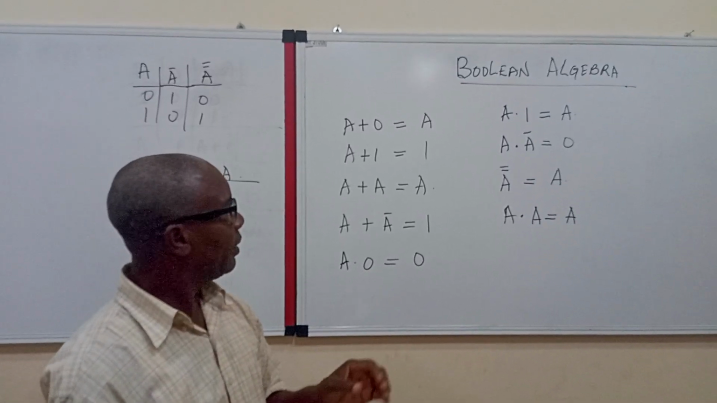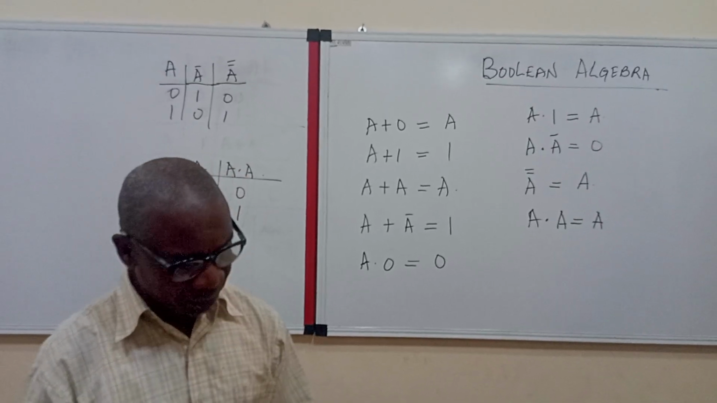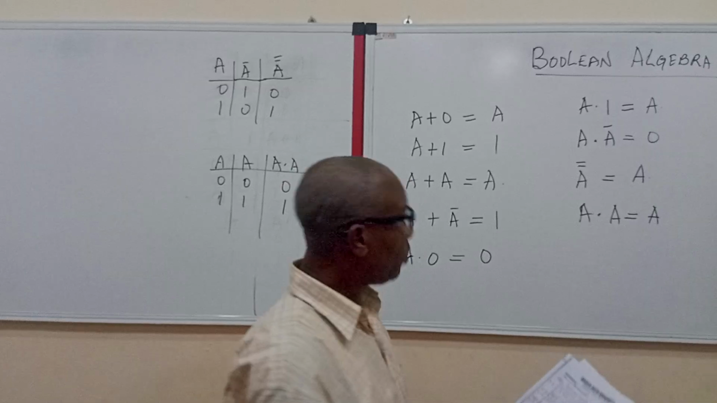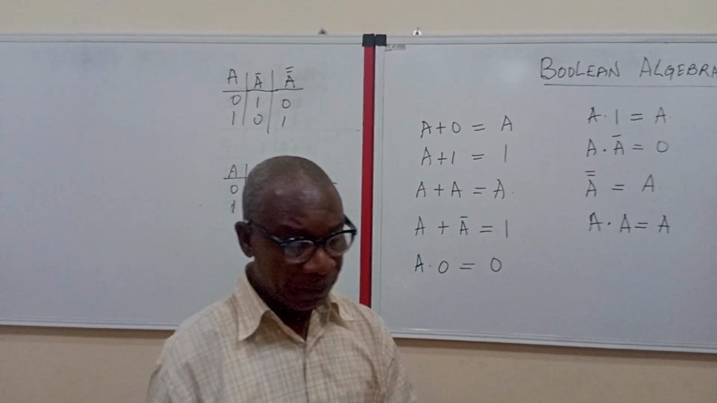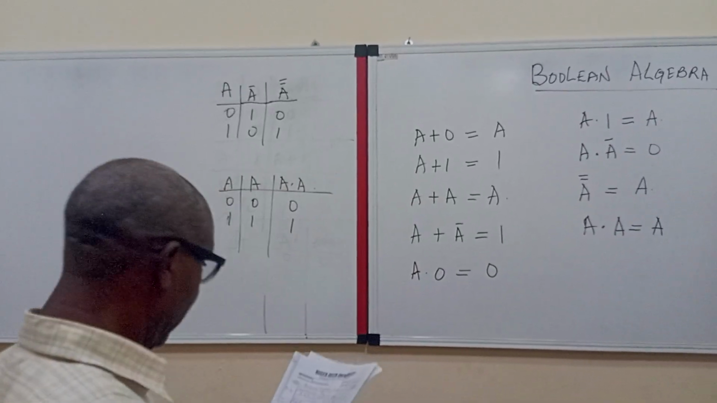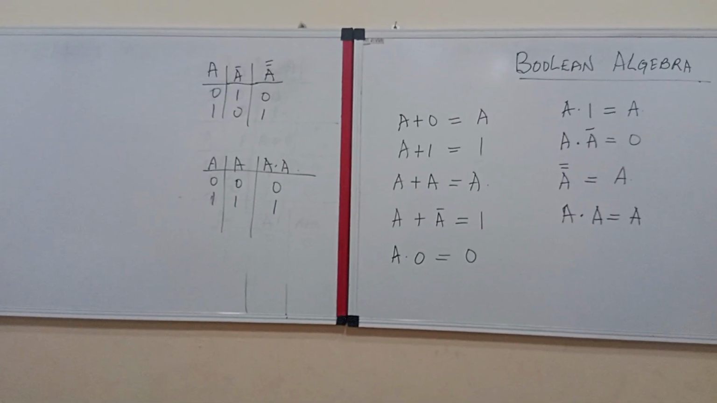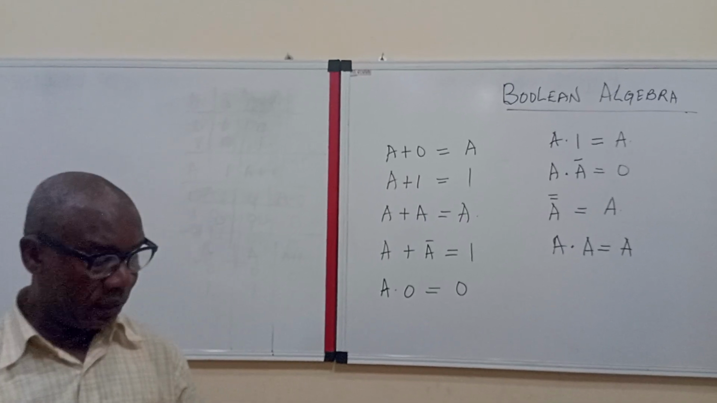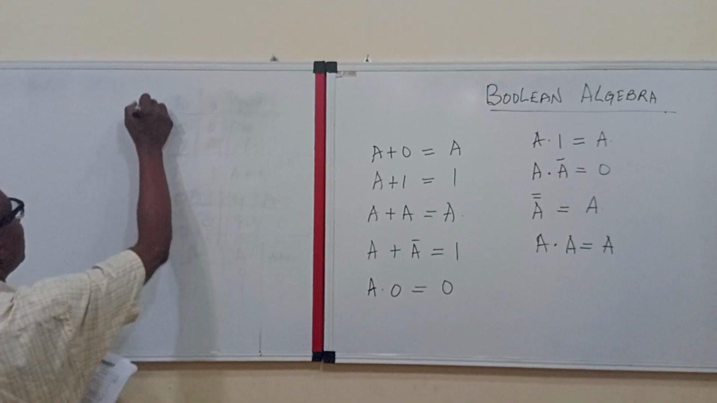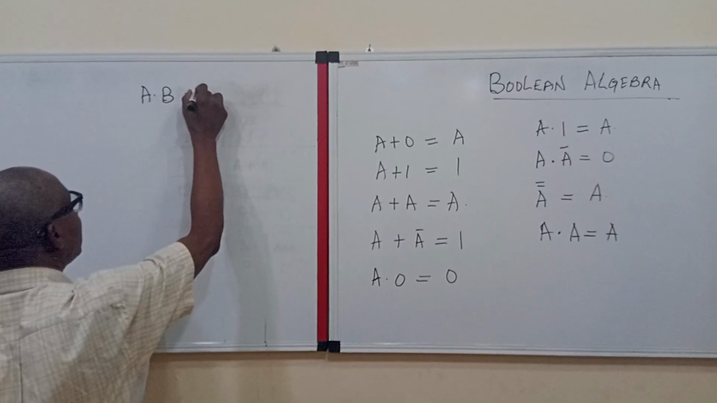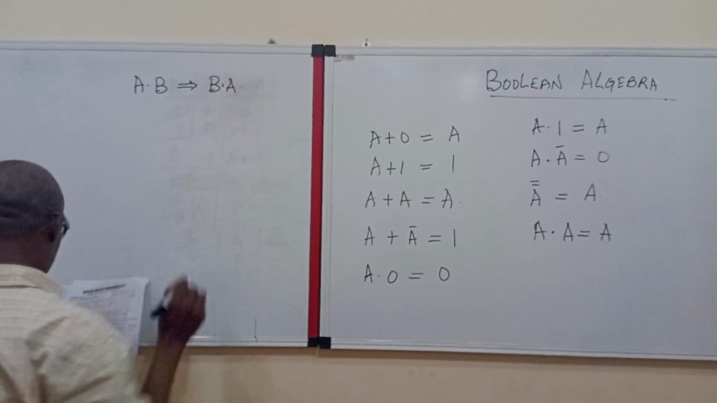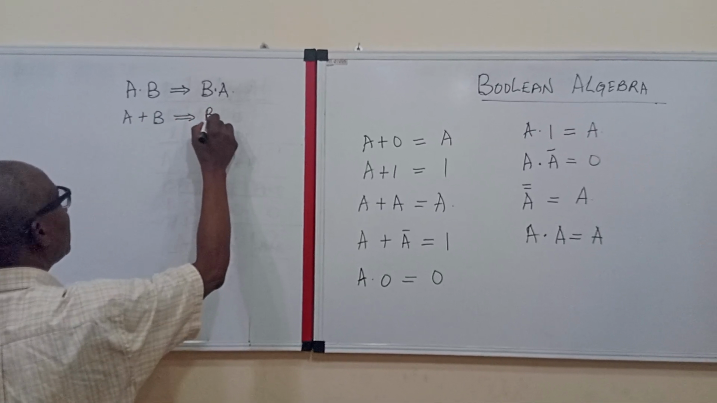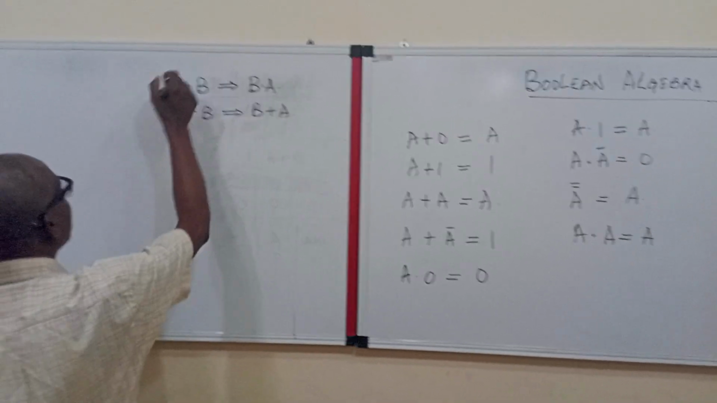Now, these are some of the basic postulates that we are going to use to do our Boolean algebra. At this point, we'll come to some laws in Boolean algebra. The first of it is the commutative law. What does the commutative law say? The commutative law says that A dot B is the same thing as B dot A. Again, A plus B is the same thing as B plus A. That is the commutative law.